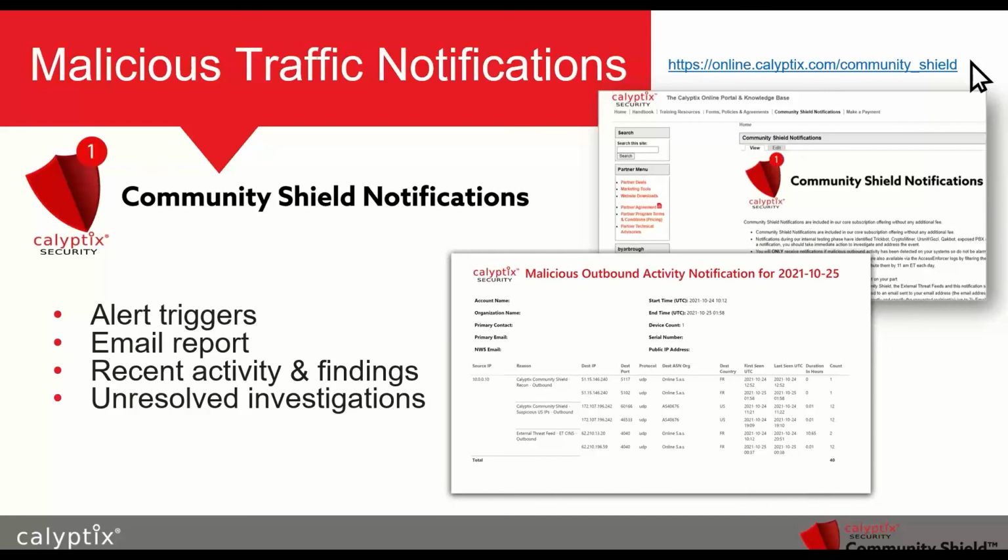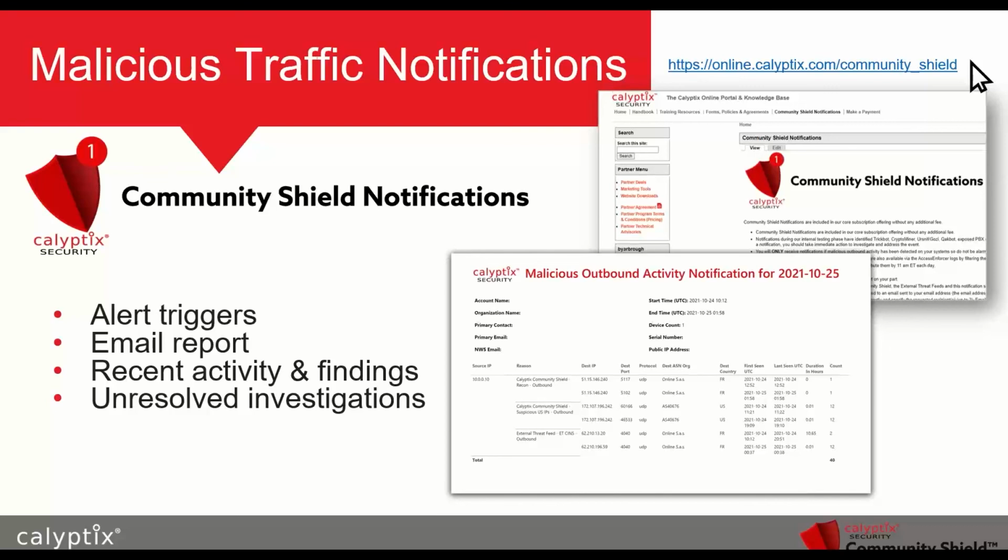We are happy to help. India wants to help. We can't do it all alone. The email comes from Community Shield at Calyptix, is that right? Somebody was asking what email these would come from. Yeah, I think it comes from Community Shield at calyptix.com. Right, and you can respond to that email to a number of us, and we'll step in and give feedback and help.